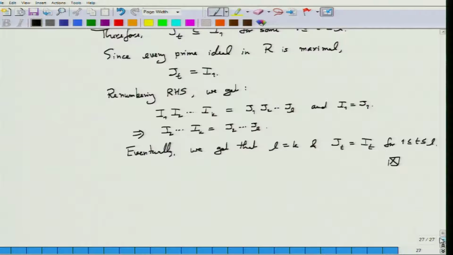Any questions on this? This is probably the longest proof I have done in this course. And quite abstract also. It seems like this is manipulation of symbols without much intuition.